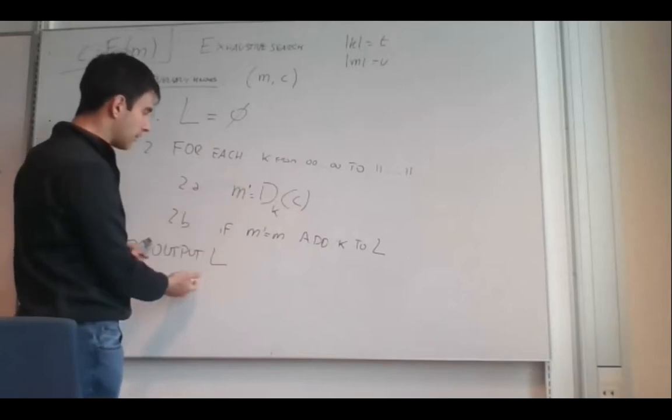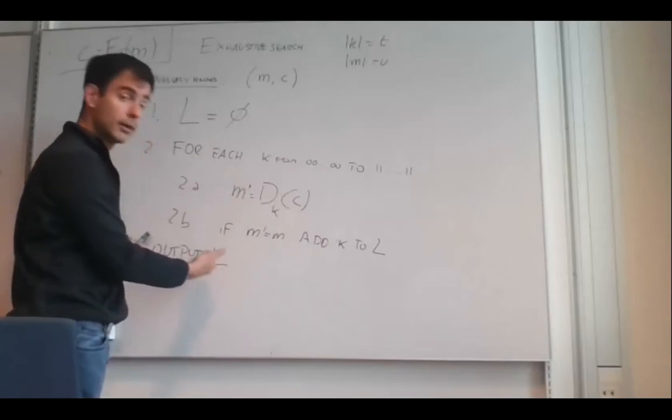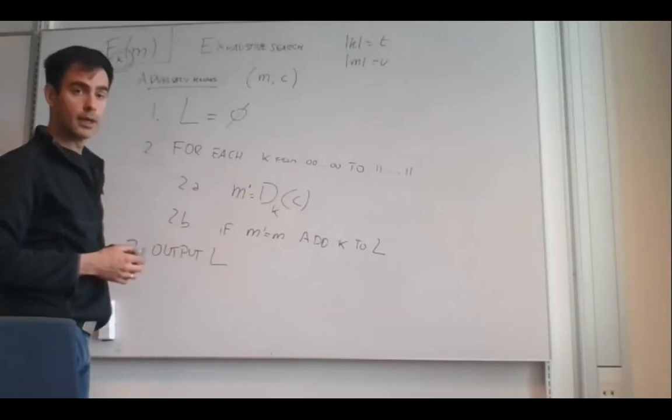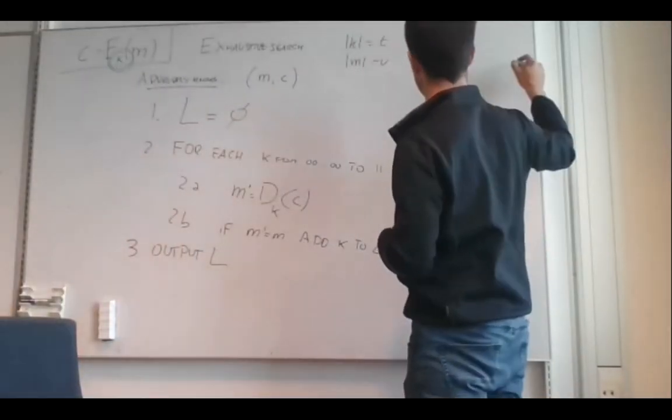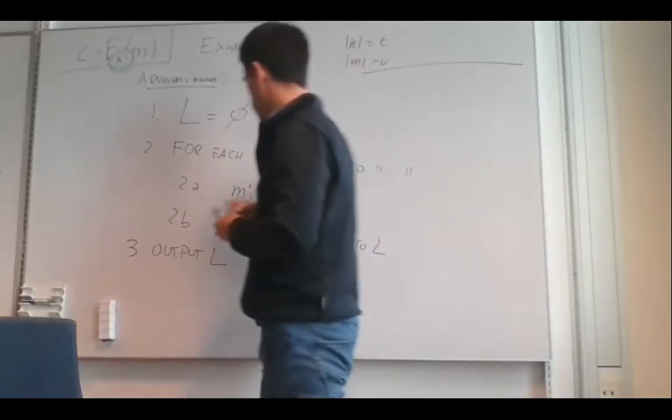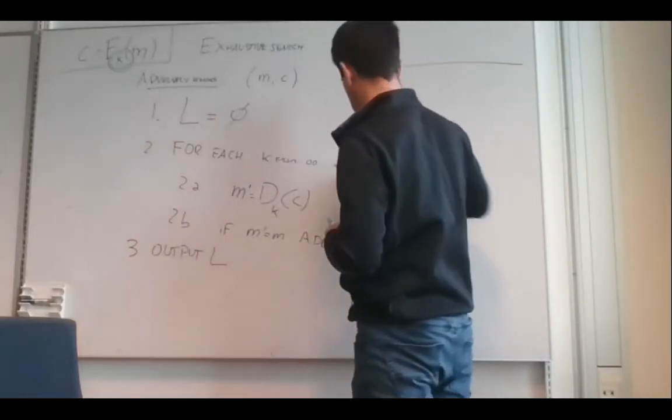Then you can ask, what is the probability, how many wrong keys will get into the list? Now, I guess I can write it here. I already defined my notation, so I'm in good shape. I'm gonna take away a little bit of this.